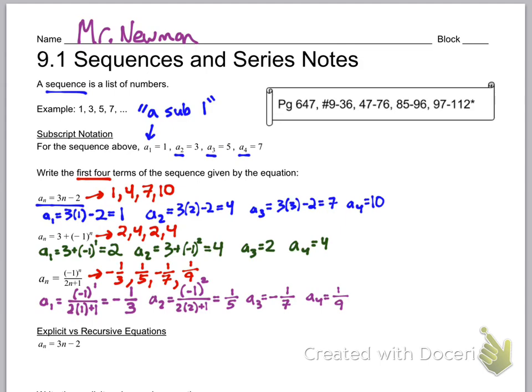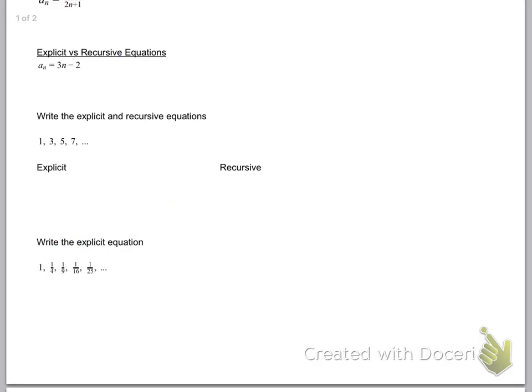So, just a real quick note on explicit versus recursive equations. What I had given you before, a sub n equals 3n minus 2, that's an explicit equation. In other words, if you want to find the 100th term, you just plug in 100 and you get it out exactly. A recursive equation works a little differently. You notice here that each of these goes up by 3.